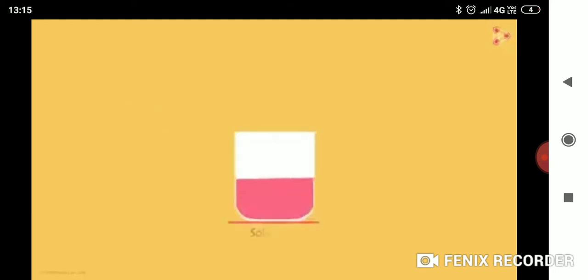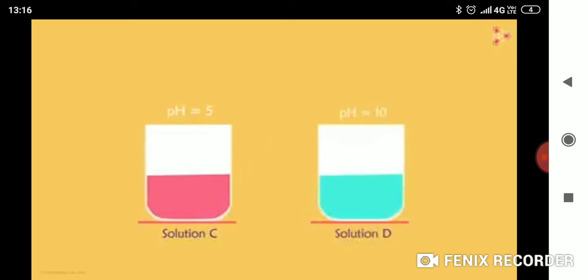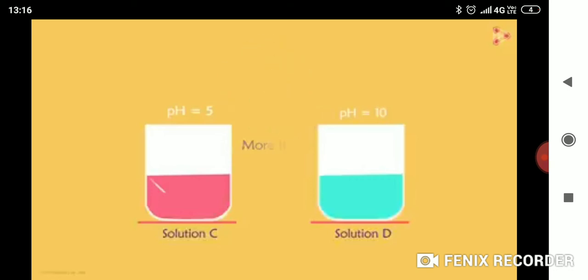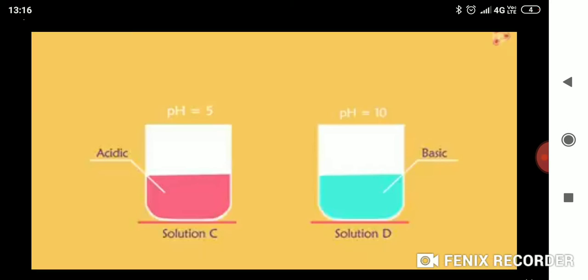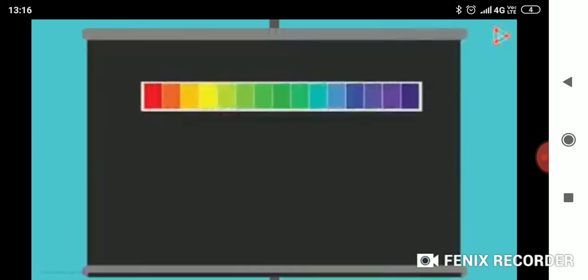Here's another one. Solution C has a pH of 5 and solution D has a pH of 10. Which one is more basic? Note that solution C is acidic and solution D is basic. So relatively, solution D is more basic and we can see that its pH is higher too. A good way to remember this is to think of the first two letters of the English alphabet, A and B: acidic on the left and basic on the right.